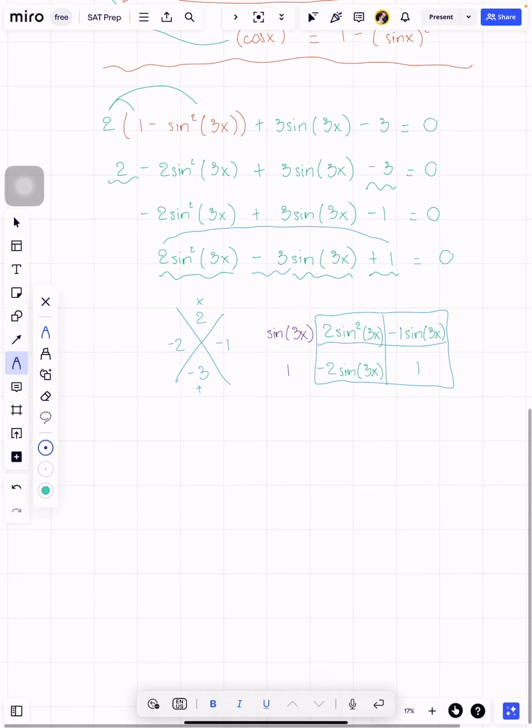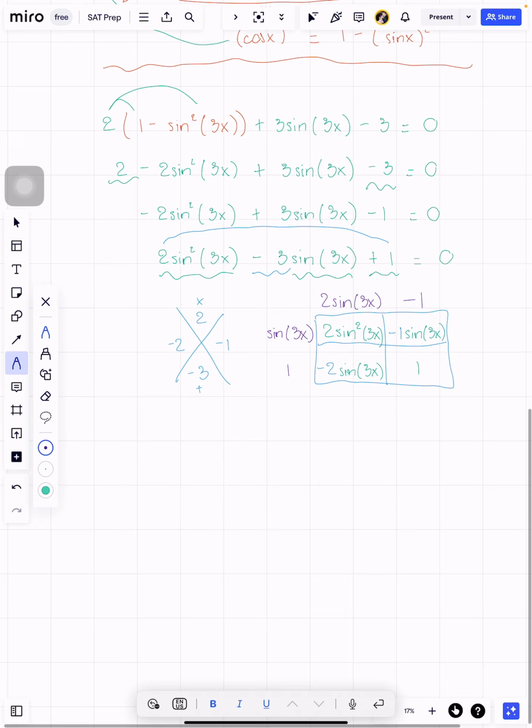I want you to ask yourself, sine of 3x times what will get you 2 sine squared? And I'm thinking 2 sine of 3x, right? So sine of 3x times 2 sine of 3x, I would get 2 sine squared on the inside of the box. I'm going to do the same thing on the next column. I'm going to ask myself, sine of 3x times what gives me -1 sine 3x? And the answer here would be -1.